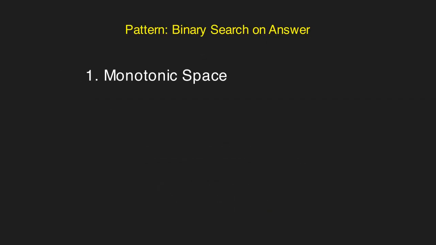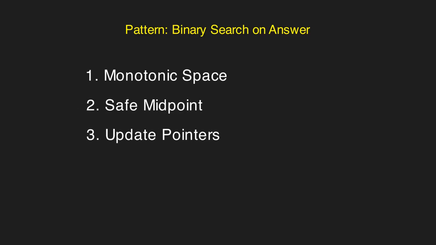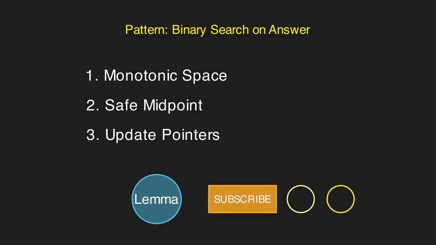The pattern we utilize today is called binary search on answer. Whenever a problem asks you to find a maximum or minimum value that satisfies a specific condition, and that condition behaves monotonically, you can apply this exact template. You establish a valid range, pick a midpoint, test it, and discard half the space.